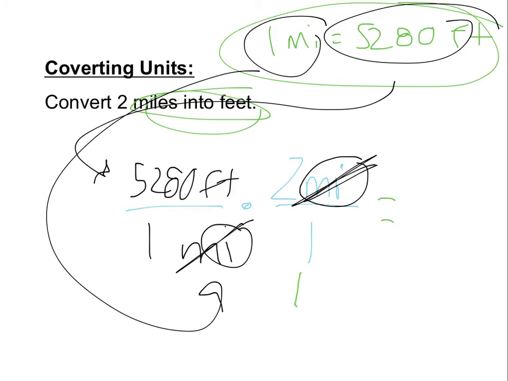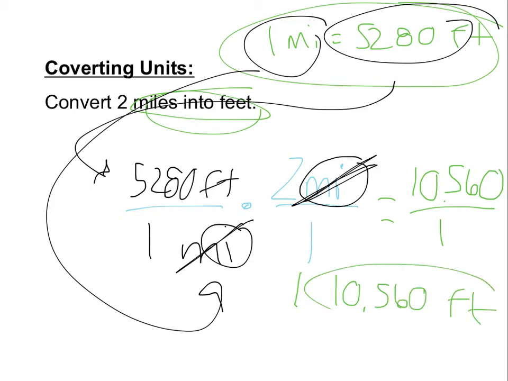Alright, so we take 5,280 times 2, which is 10,560, I think. Yep, over 1 times 1, which is 1. Okay, 10,560 divided by 1 is just 10,560, and you'd write feet. So that is your answer.